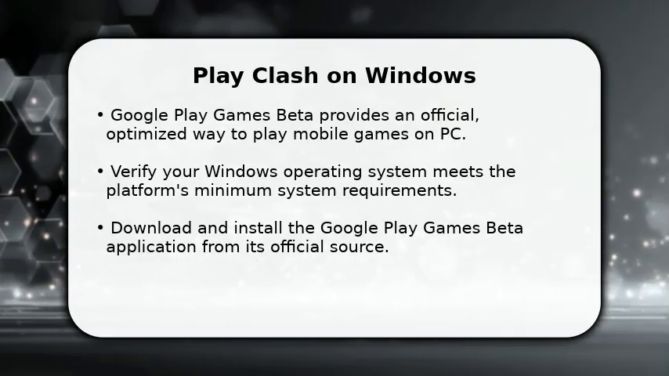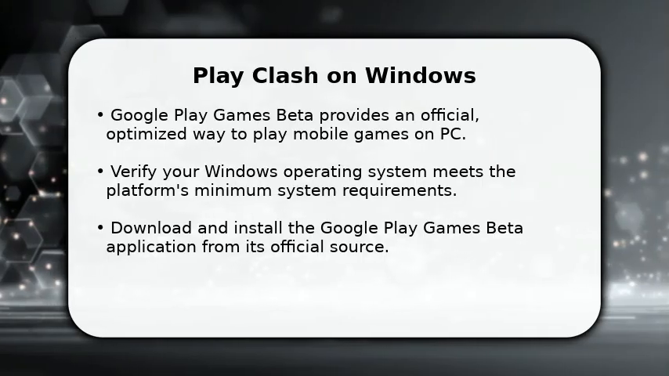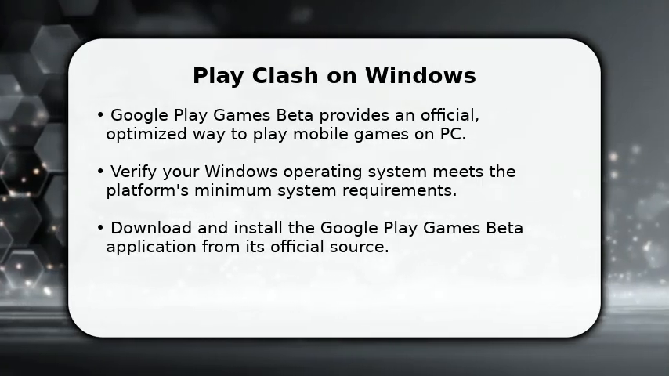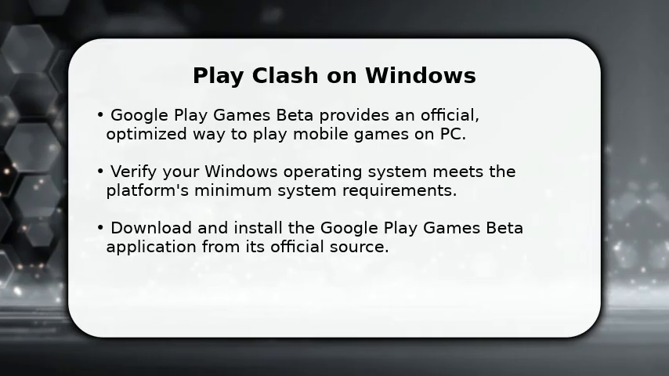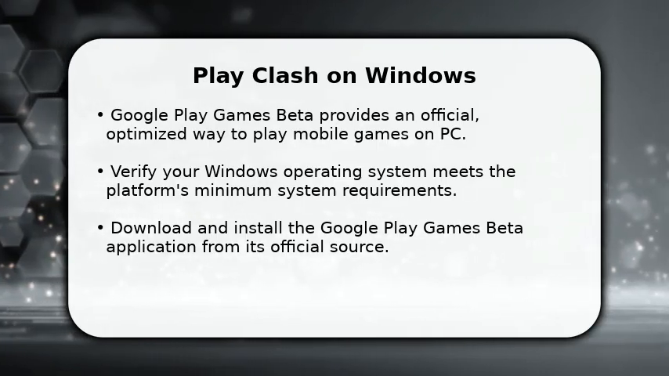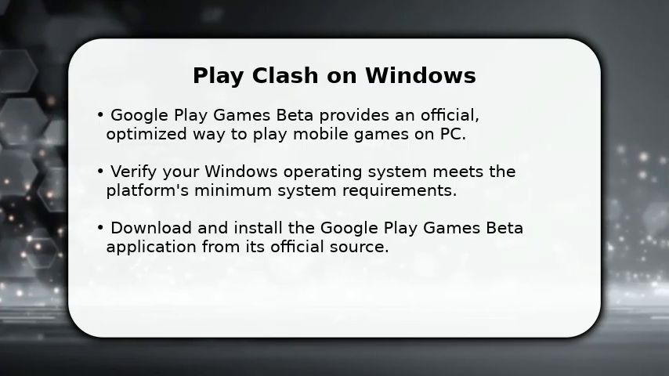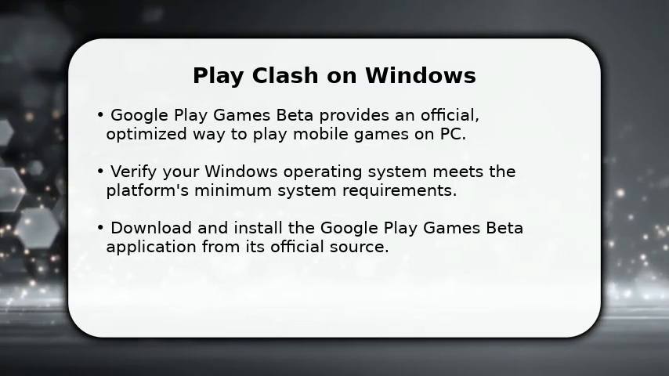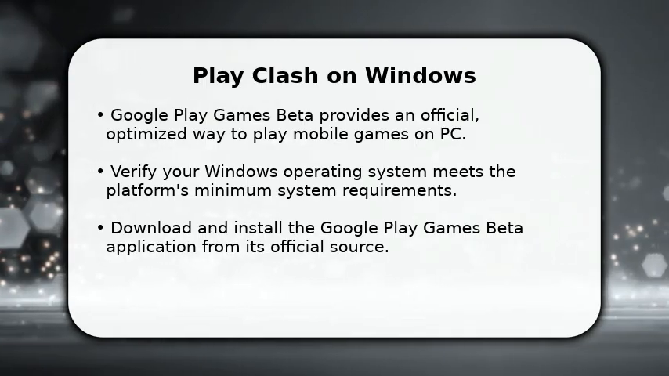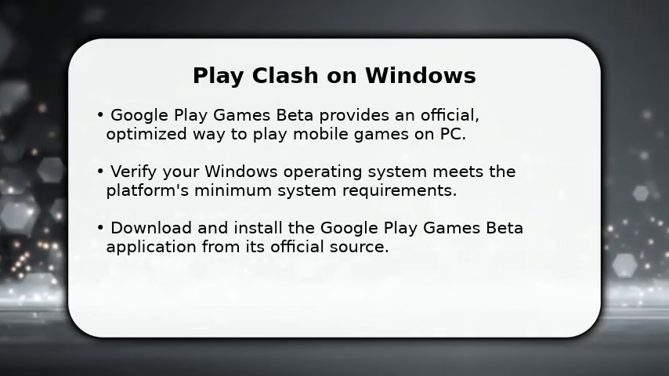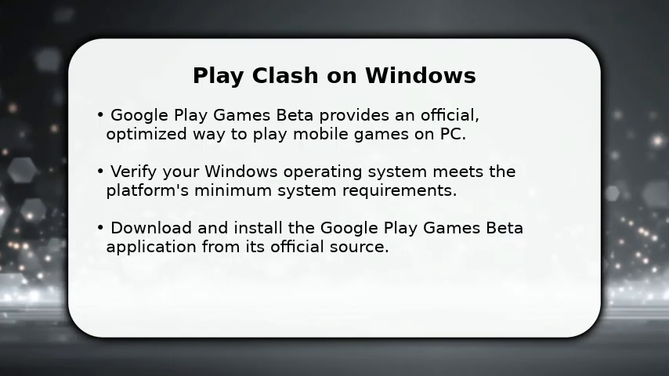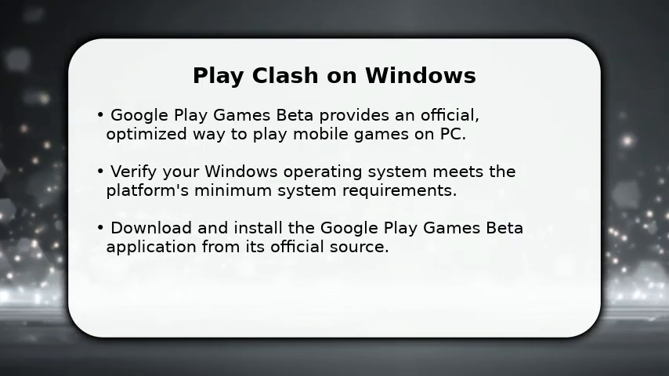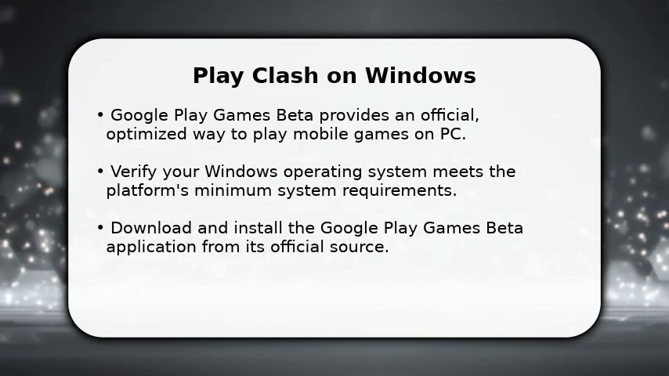In this video, I will explain how to play Clash of Clans on Windows. First, consider using Google Play Games Beta. This official platform offers a seamless experience, directly bringing your favorite mobile games to your desktop. Simply download the application, ensure your system meets the requirements, and sign in with your Google account. You'll find Clash of Clans readily available for installation, allowing you to pick up right where you left off on your mobile device.